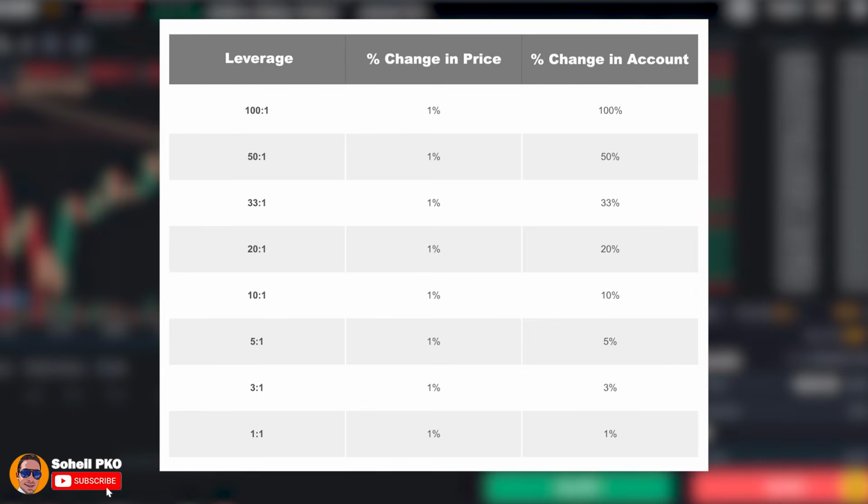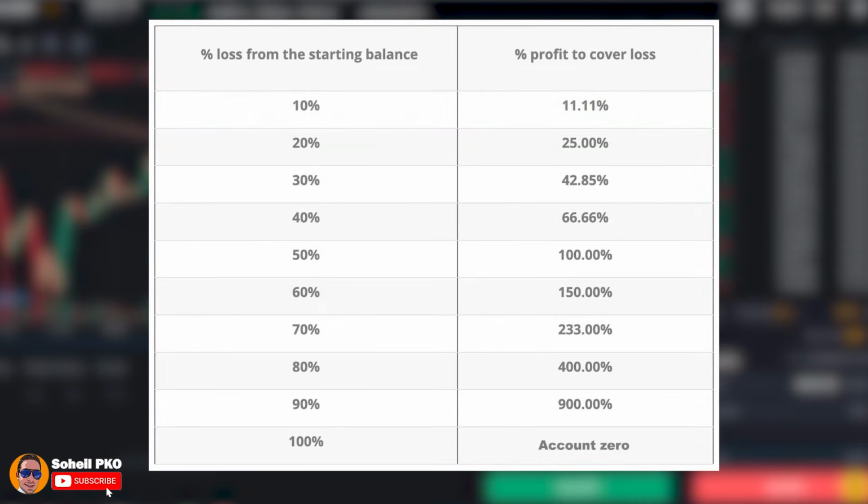And please pay attention that when you lose part of your account, gaining the required profit to cover your loss increases as the loss is higher. For example, in this table, you can see that for 10% loss from the starting balance, you need 11.11% to cover the loss. But as the loss increases, the required profit to cover the loss increases significantly. For example, for 50% loss, you need 100% profit to cover the loss. For 90% loss, you need 900% profit to cover the loss. Now you can see that if you lose a considerable part of your trading account because of choosing high leverage, then the profit that you need to cover the loss and just to turn back to your starting point is very high, and it really demands hard work.